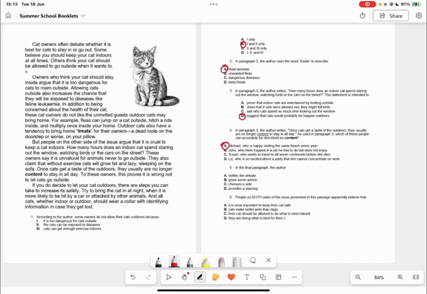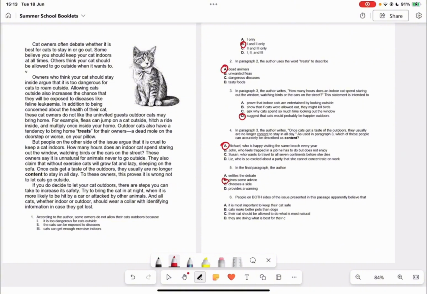So in question 5, in the final paragraph, the author settles the debate, gives some advice, chooses a side, or provides a warning. So we know that he gives some advice, like putting on a collar or taking the cat in at night time. And then people on both sides of the issue presented in this passage apparently believe that it is most important to keep their cat safe.